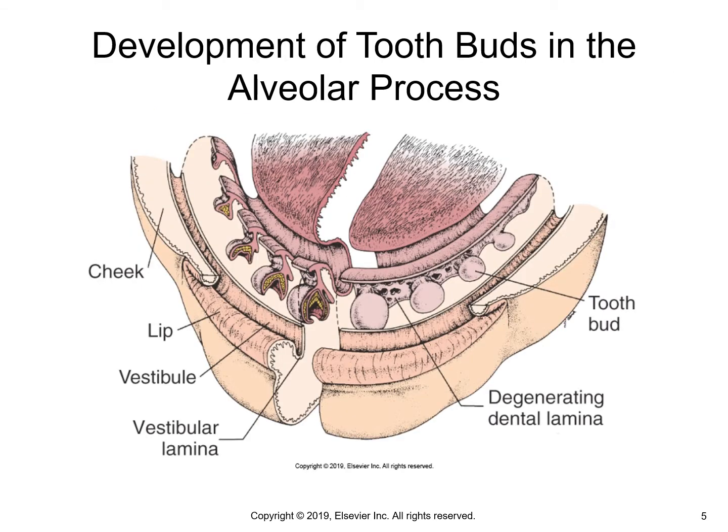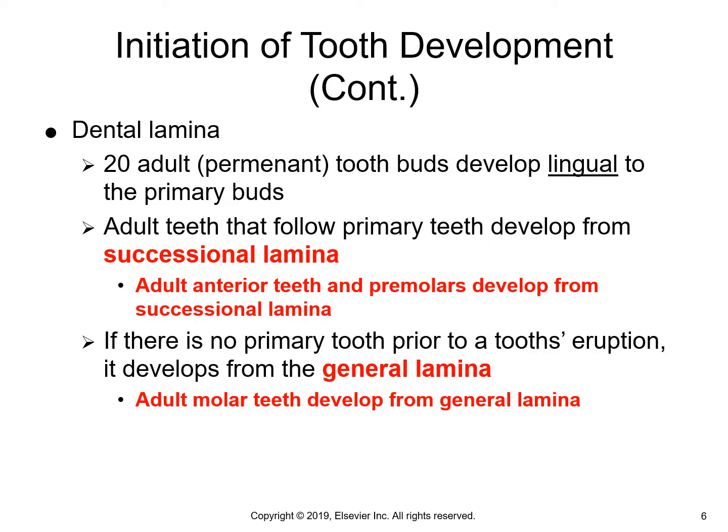If you look at this image, you can see the dental lamina forming with the little tooth buds, the little balls. Those are our little tooth buds. So, like I said, the 20 primary tooth buds will develop. First, we have the 20 primary tooth buds, and then we'll have 20 adult or permanent tooth buds that will develop lingually to those primary buds.